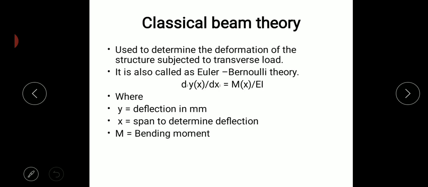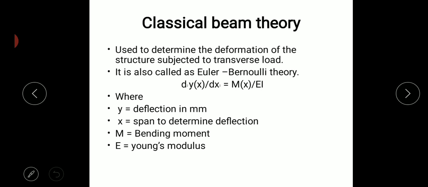Next, M is called the bending moment. The bending moment at the point where I need to determine the deflection value is called the bending moment at that point. It is not the bending moment at the supports, but it is at the point where the deflection has to be calculated. Here E is called Young's modulus.